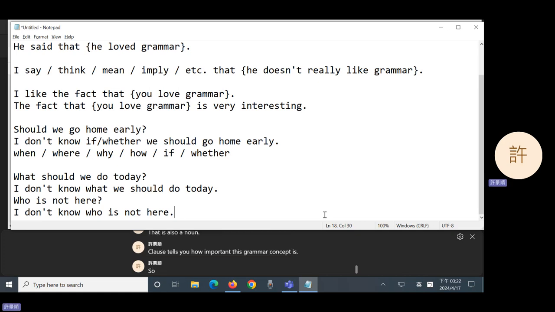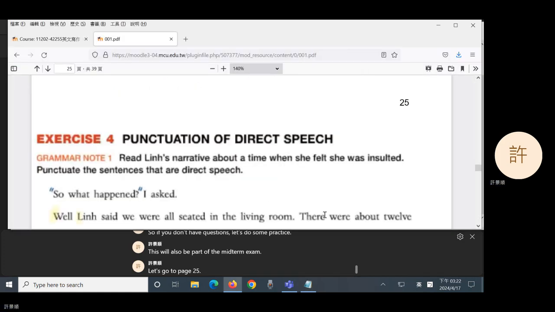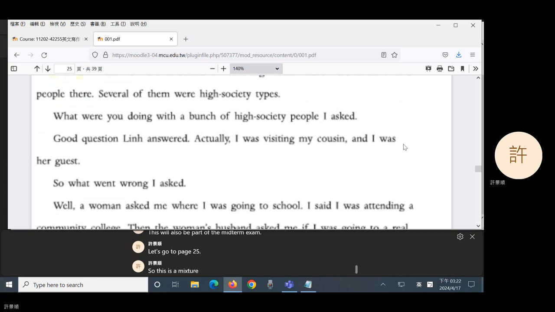So, if you don't have questions, let's do some practice. This will also be part of the midterm exam. Let's go to page 25. So this is a mixture. Oh, we compared answers to this, right?